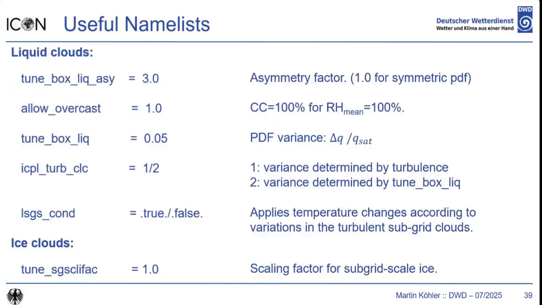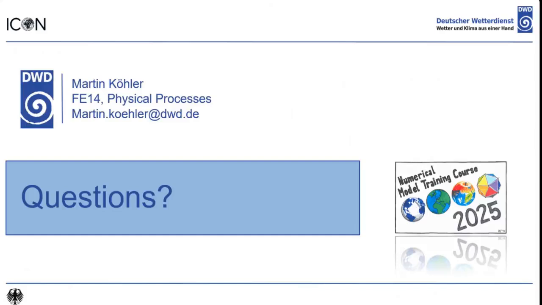And there are a few other parameters which you can look through. One gives you the asymmetry. One tells you something about the variance and how that's determined. And one is whether you want to turn on this condensation or not. Yeah, so with that, I'll finish up. Thank you so much.